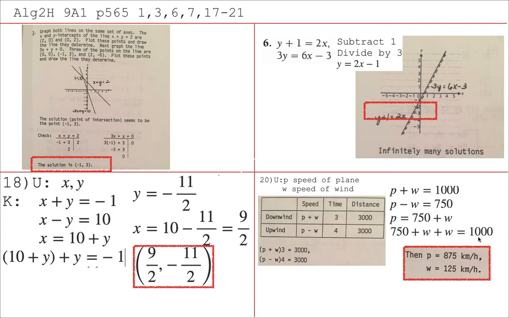When I solve this bottom equation, you combine the like terms. 2W, I subtract 750 from both sides and divide by 2, and you get W is equal to 125 kilometers per hour. And once I know that, then I can substitute it in here. P is equal to 750 plus 125 to get 875. And there it is, folks.